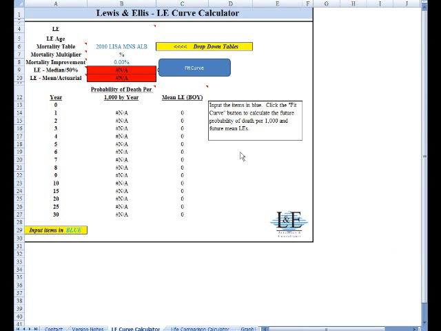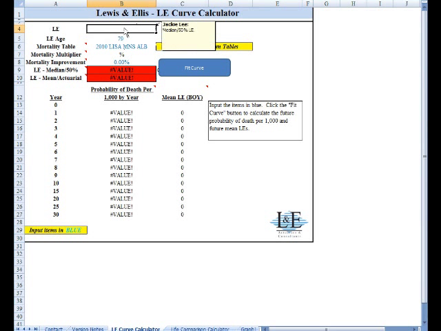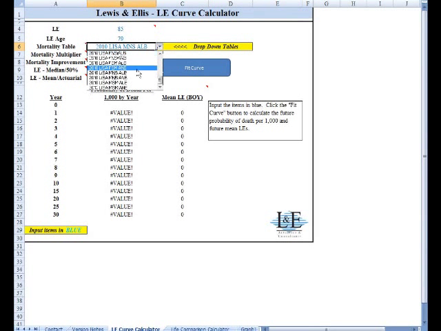For this example, we will use a 79-year-old male non-smoker with an LE of 85 months. We'll also utilize the drop-down list to select the 2010 LISA male non-smoker age last birth table and click the Fit Curve button.